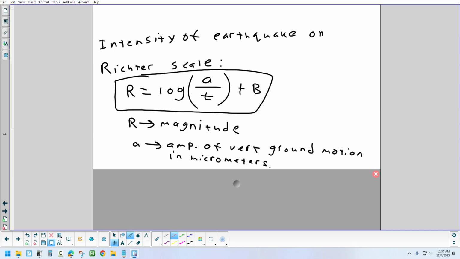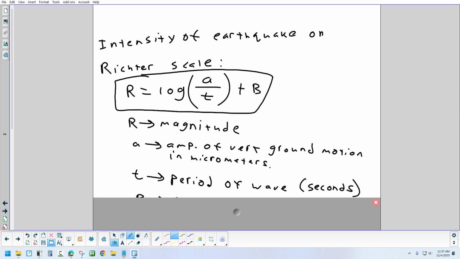T is measuring what we call the period of the wave. If you think about dropping a rock in a pond, you get a wave that comes out from the center. The same thing happens in an earthquake. There's a wave that comes out from the center of the earthquake. The best way to describe the period is to pretend you're standing at the beach, counting how many seconds between the waves coming in. However much time it takes for the next wave to come in, that's the period of the wave. It's how often the waves are coming.